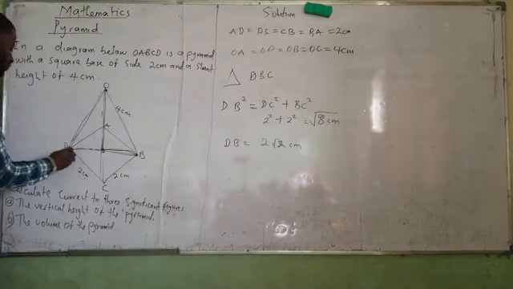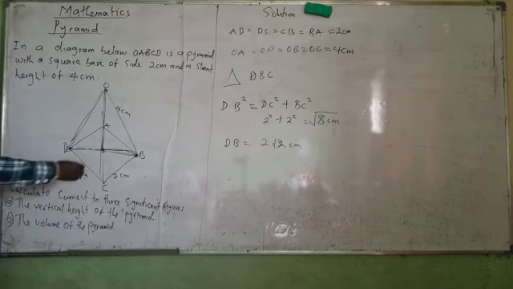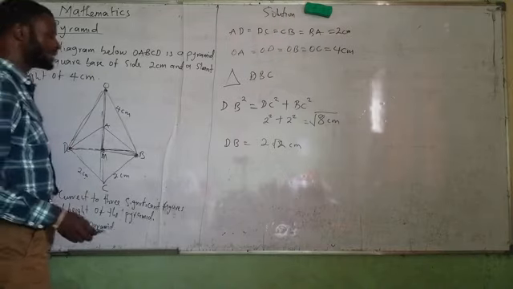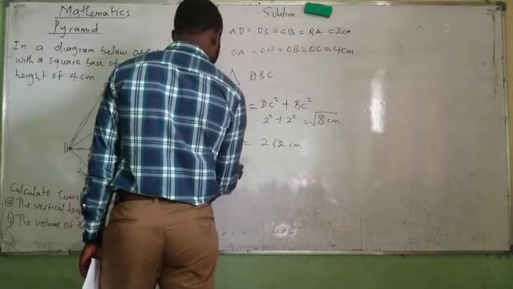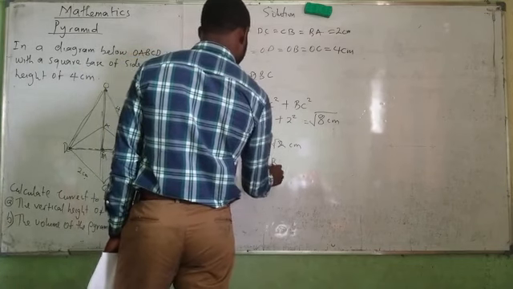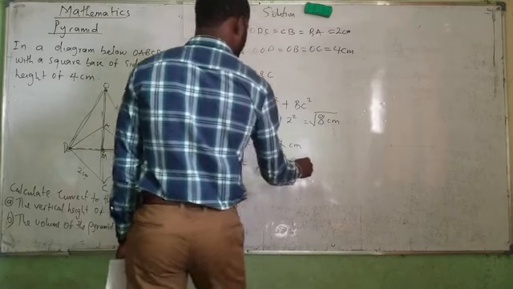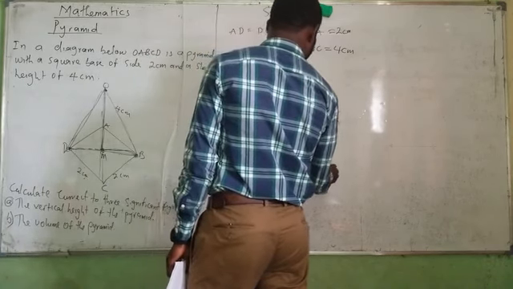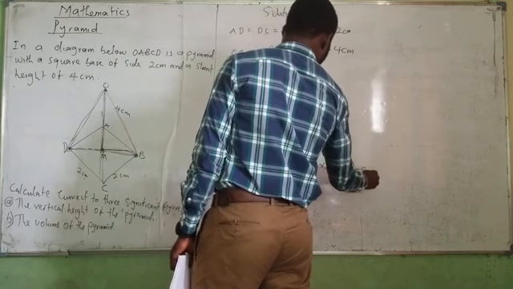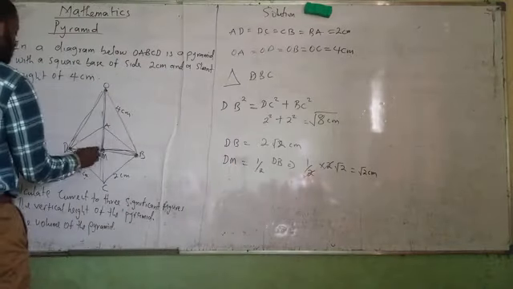From here to here is 2 root 2. I need from here to here, so call this place M. Now, from D to M, DM will be equal to 1 over 2 of DB, which implies 1 over 2 multiplied by 2 root 2. This will cancel this, which equals root 2 centimeter. It means from here to here is root 2 centimeter.